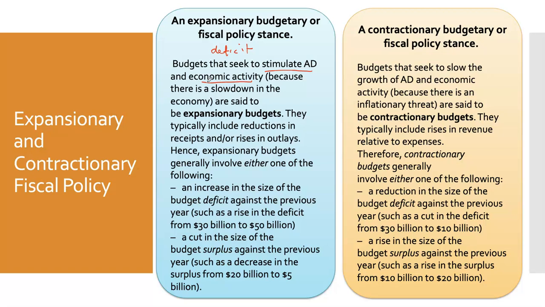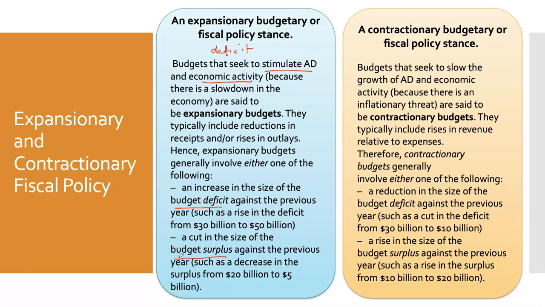They typically include reductions in receipts or rises in spending, and hence expansionary budgets are generally going to involve one of the following. They're going to involve an increase in the budget deficit, such as, for example, a rise in the budget deficit from 30 to 50 billion, or we might, maybe less obvious, might involve a cut in the budget surplus.